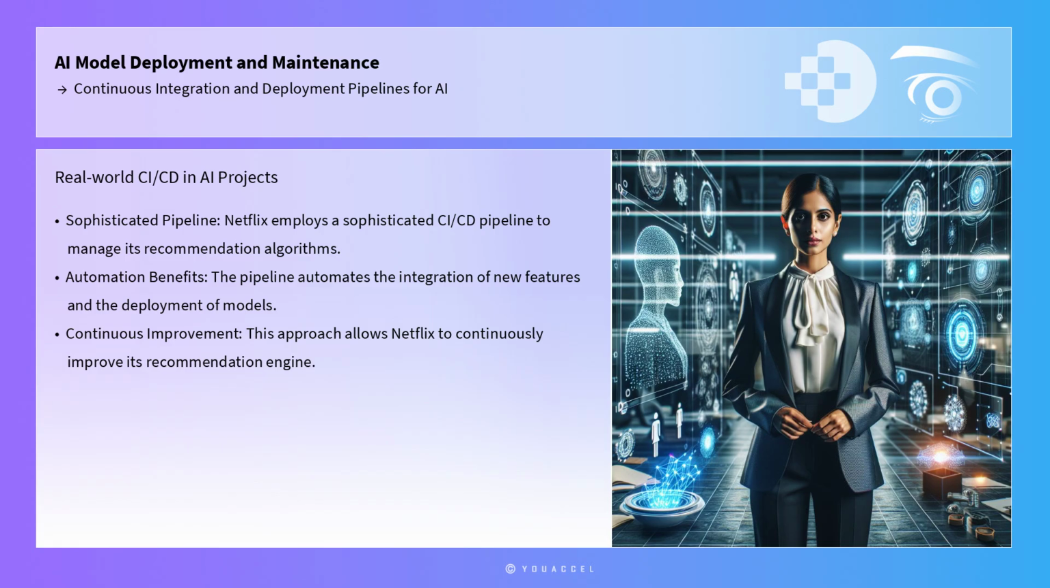Real-world implementations of CI/CD pipelines in AI projects highlight their effectiveness. For example, Netflix employs a sophisticated CI/CD pipeline to manage its recommendation algorithms. The pipeline automates the integration of new features and the deployment of models, ensuring that the recommendations remain accurate and relevant as user preferences evolve. This approach allows Netflix to continuously improve its recommendation engine without significant downtime or user disruption, demonstrating the value of CI/CD in maintaining competitive AI services.